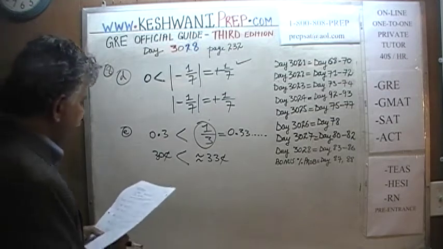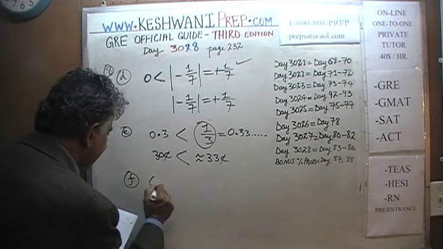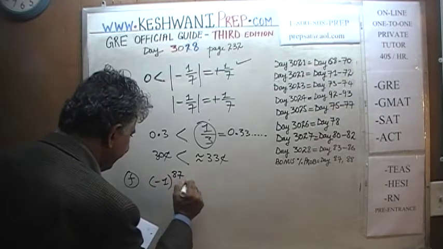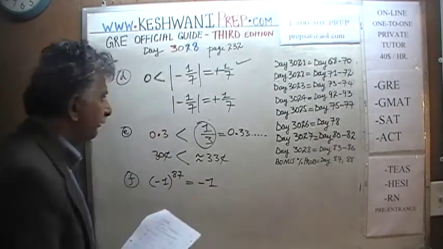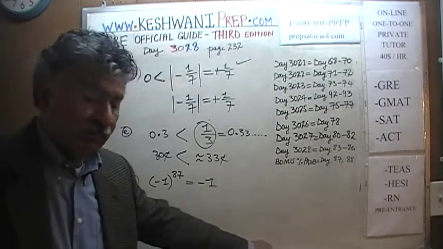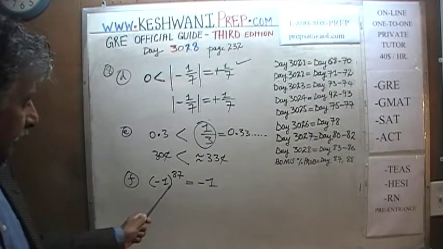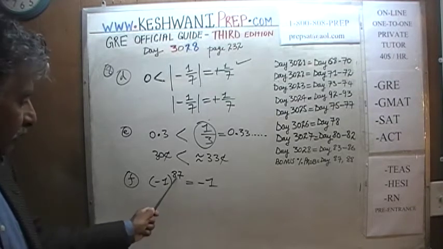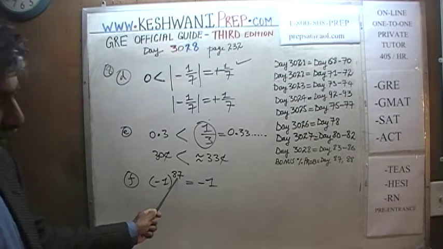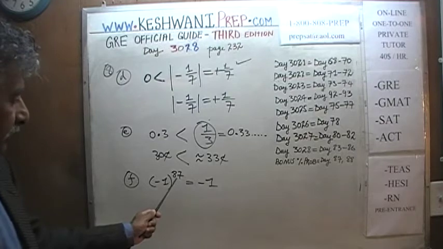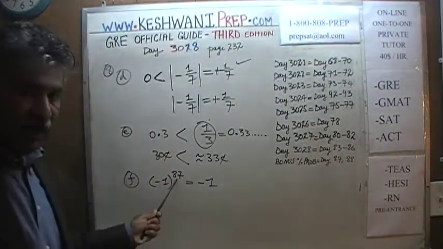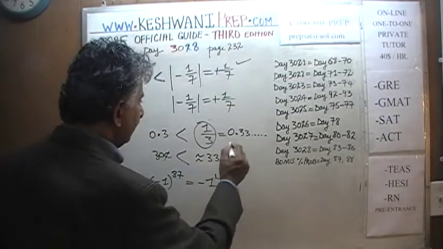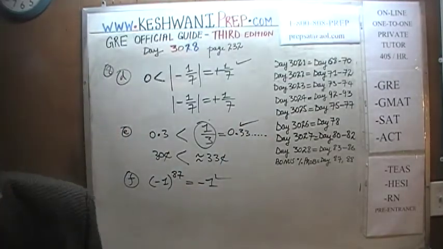Let's go to F. F says that negative 1 raised to 87 is equal to negative 1. And that is true, because a negative number raised to an odd power will remain negative. So negative 1 raised to an odd power remains negative 1, whereas an even power like 87,000 would turn it into a positive. As long as it's raised to an odd power, it will remain negative 1. That is correct. Let's continue.